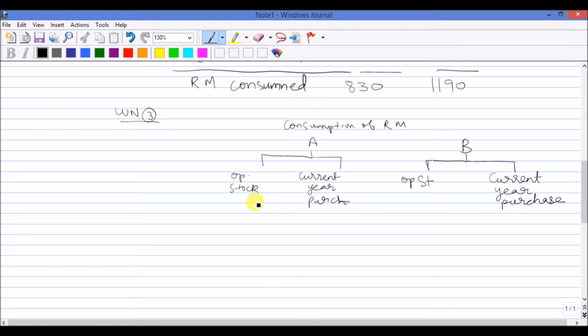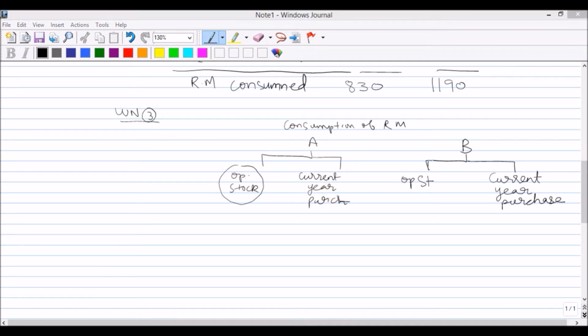Now you would be worrying about why I have divided the consumption into two parts. Remember friends, opening stock means this raw material you have purchased last year. It means the price would be different from last year. And the current year purchase is the price of the current year. So there might be a price difference. So we need to divide the consumption into two parts: one is the opening stock and the other is the current year purchase.